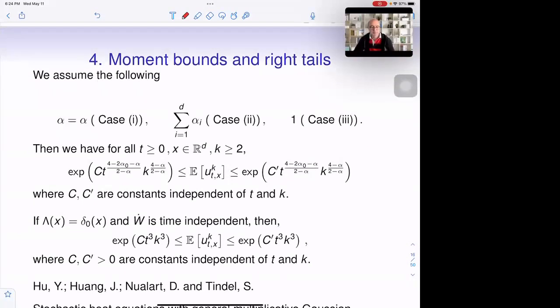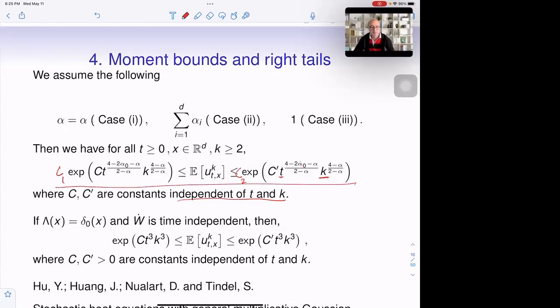And not only that, people also know that the moments of the solution, which is a random variable, have this property. You can find a constant C, which is independent of t and k. When k goes to infinity, it goes to infinity like this. Alpha 0 comes from the time covariance structure, and this alpha comes from the spatial covariance structure. So you have this bound estimate.